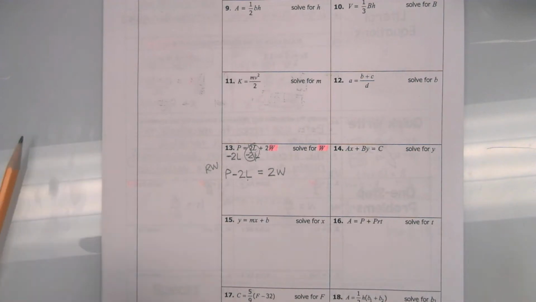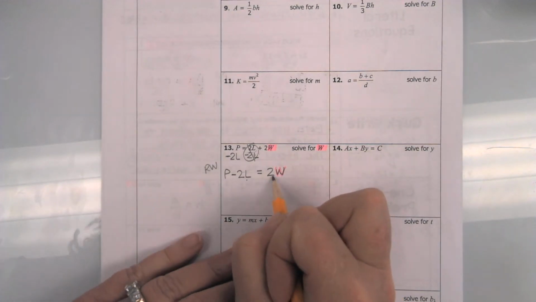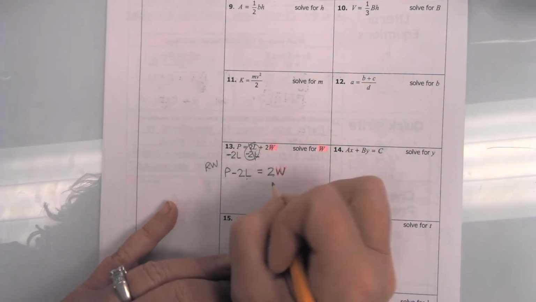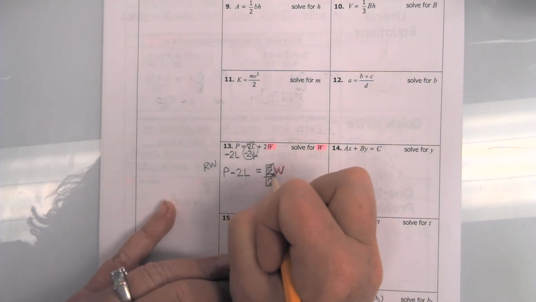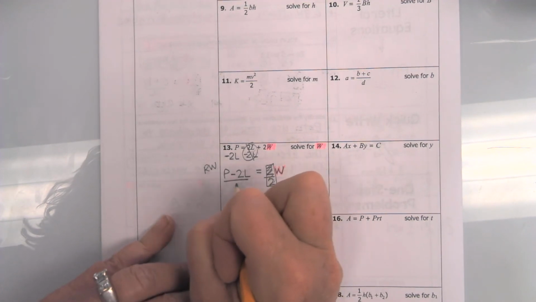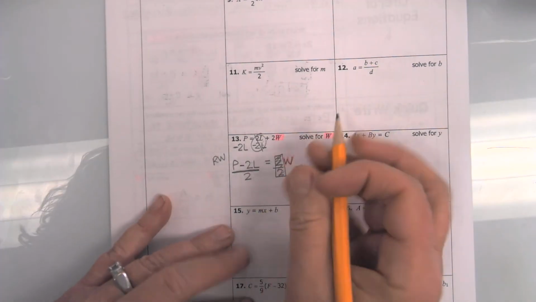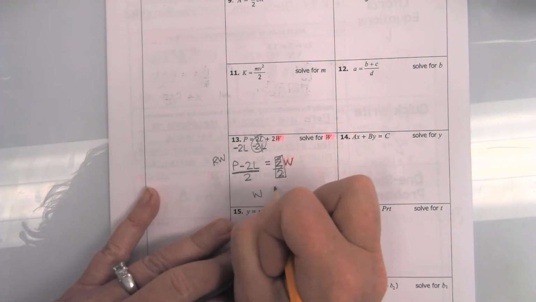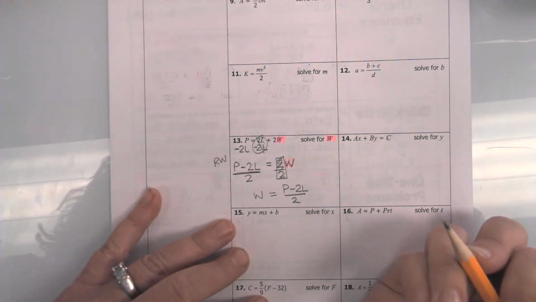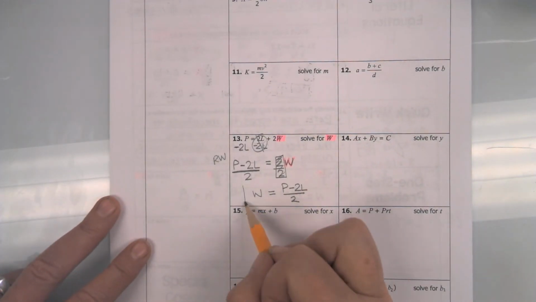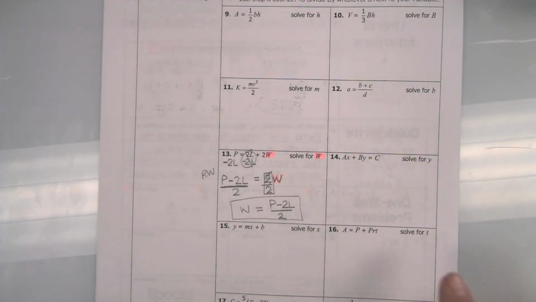Okay, now I still need my W isolated. And I notice that my W is being multiplied by 2. So I need to turn this into a 1, or do its opposite, divide. That is now a 1. Whatever I do to one side, I do to the other. So I have to divide the entire other side by 2. So now I can rewrite this. I've got W is the same as P minus 2L divided by 2. And I have isolated my W. Okay, let's go ahead and do one more.